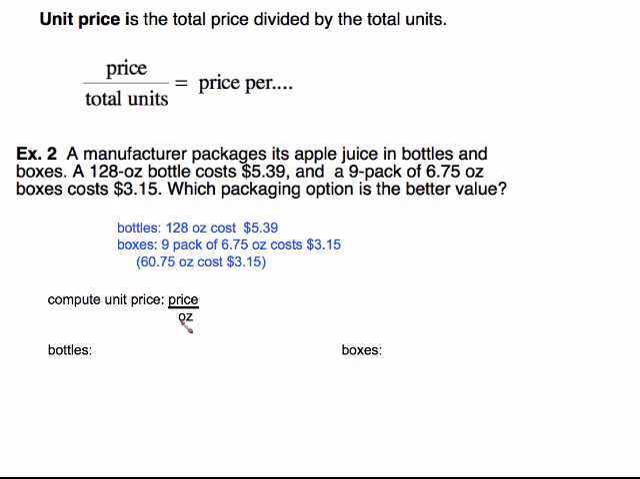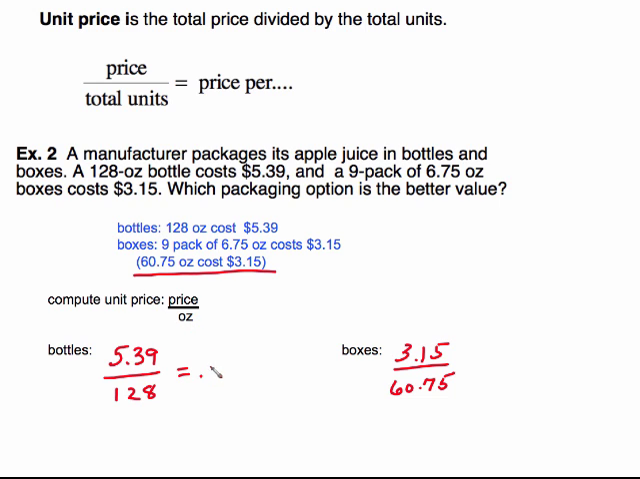We're going to compute the price per ounce. The bottles have a price of $5.39 over 128. The boxes are this one. This is what you're looking at because you're looking at the total ounce situation. The boxes are $3.15 over 60.75. Use your calculator, divide that out, and round off as necessary.